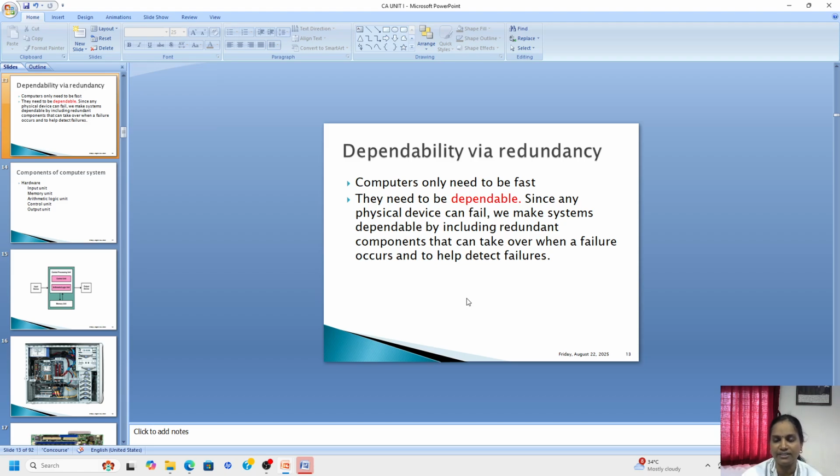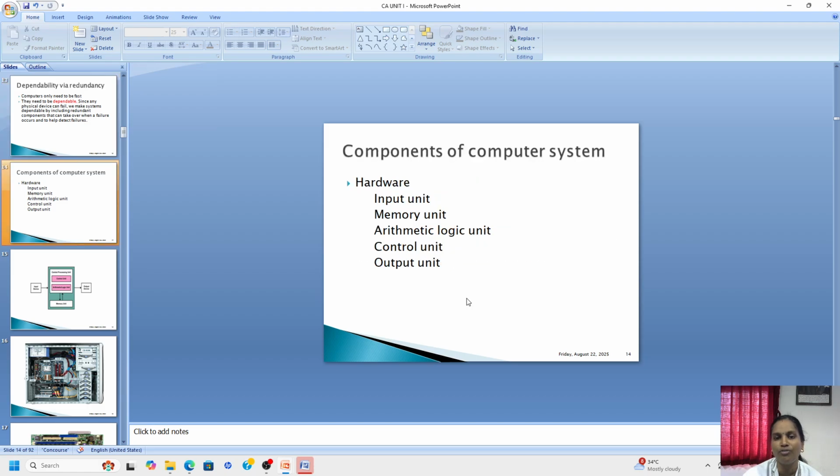Dependability via redundancy. Computers need to be not only fast but also dependable. Since they are physical devices, they can become dependable by including redundant components that can take over when a failure occurs and help in the detection of failures.